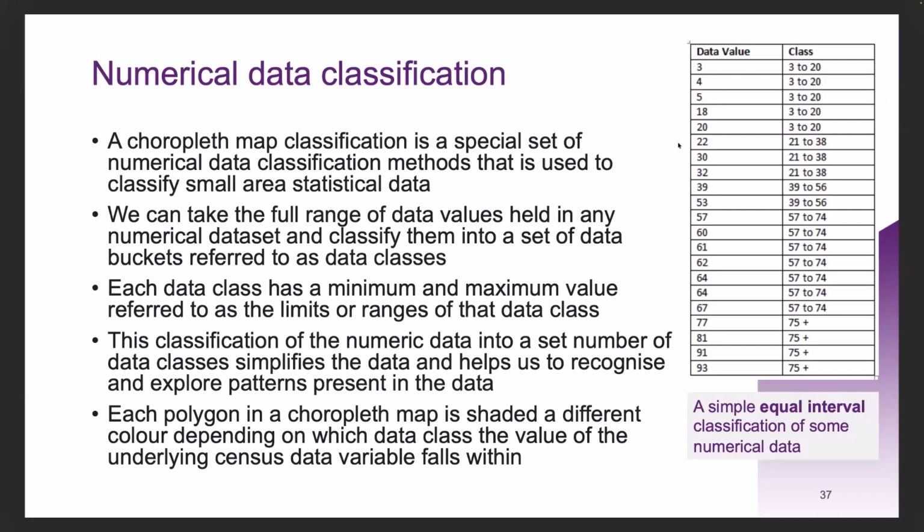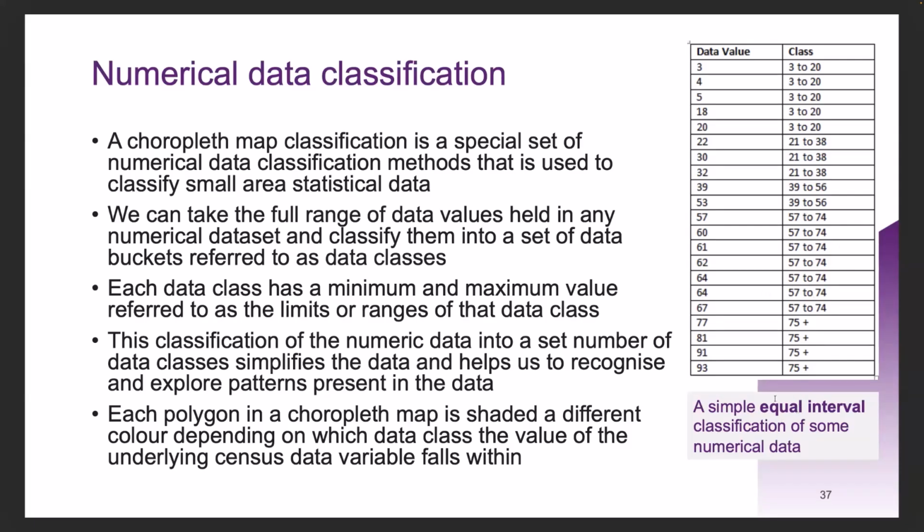And you can see what's going on here. Down the left, we have the range of values, say from 3 to 93. In this case, I've set 5 buckets, and for each of those buckets we set a minimum and a maximum value that tells you when a data value is within the bucket. So the first bucket takes values from 3 to 20, the next from 21 to 38, then 57 to 74, and then 75 plus. All the records with values between 3 and 20 will get put into the first bucket.